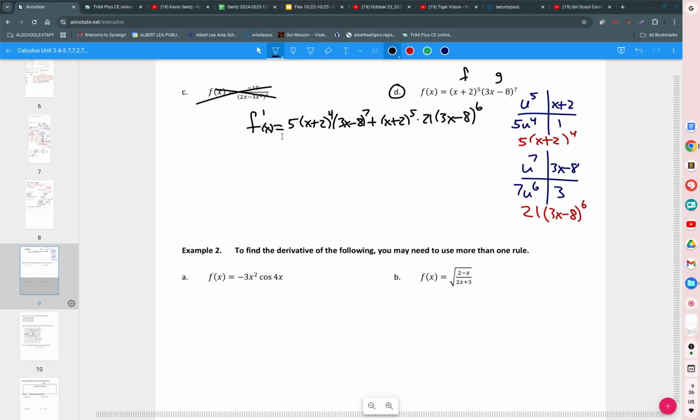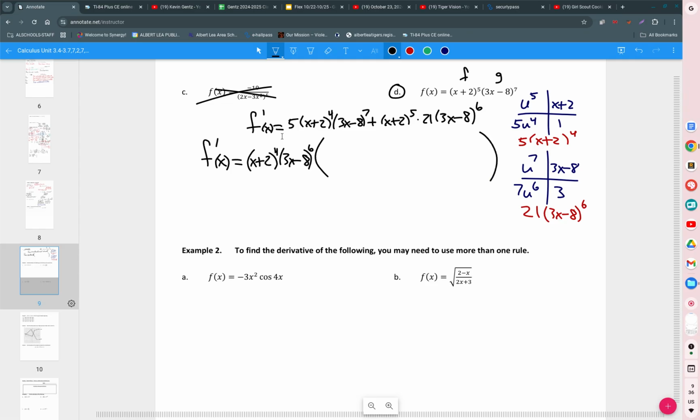Excellent. It was the product rule in conjunction with the chain rule, which means that I have to write it into factored form. We got this. Why do I say we have to? We get to. Like, what an awesome challenge that is. Common factor. What do I take out? x plus 2 to the 4th and 3x minus 8 to the 6th. Excellent work. So that's my common factor.